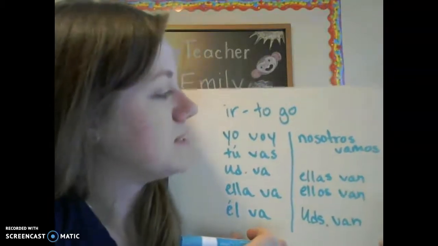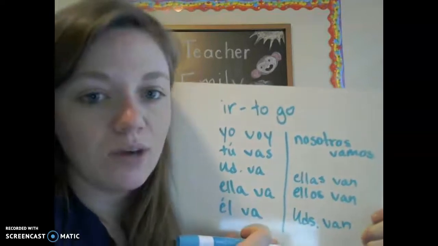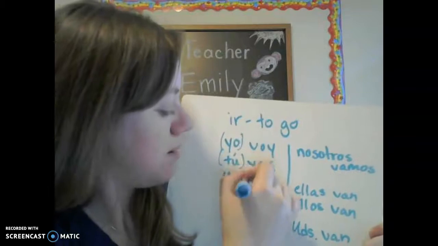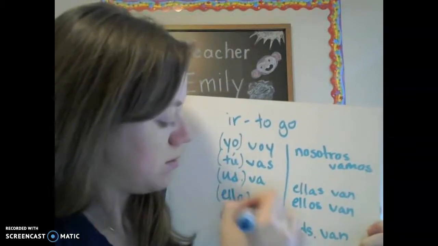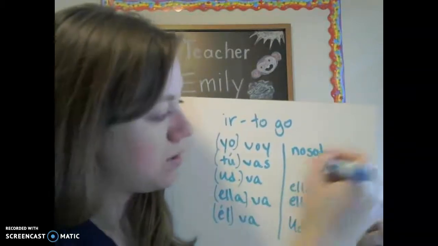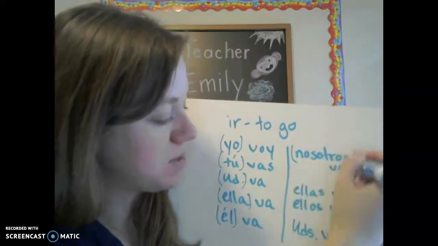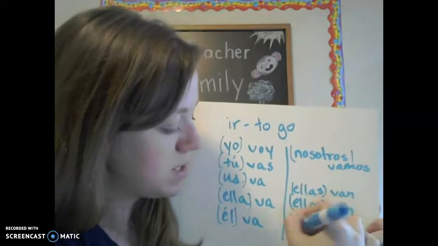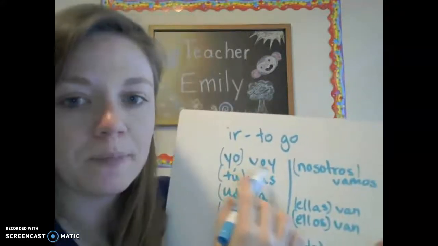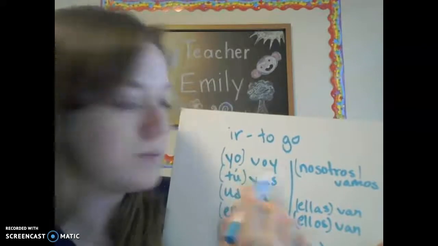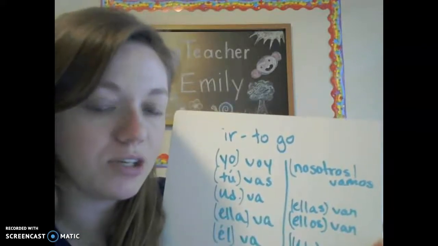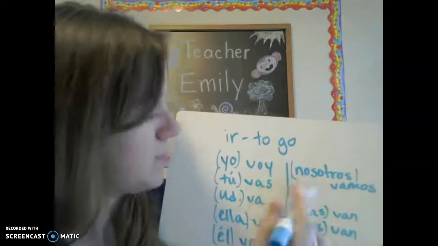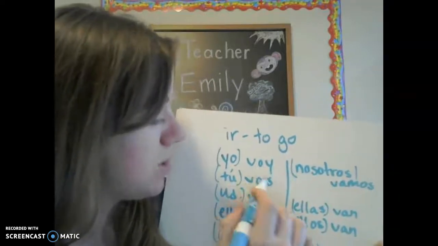If you're writing a sentence with ir, you have the option to not include the subject pronoun, because we can tell from the conjugation, with the exception of a few of them, what the subject is. So if I say voy, I know that it's yo voy, because voy is the conjugation for yo, and it's not the conjugation for any other form, so I can just say voy. That means I go. Vas also.